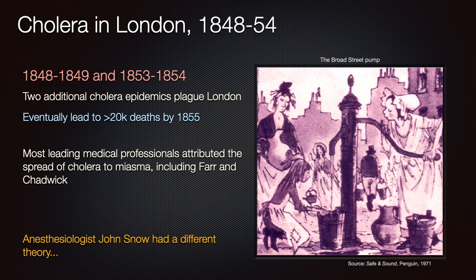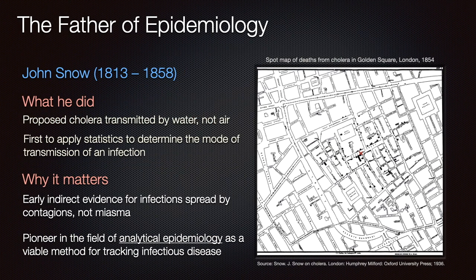A little-known anesthesiologist named John Snow had a different theory. At the end of the first cholera outbreak in 1849, London-based physician John Snow asserted that cholera was spread not by bad air, but by a waterborne contagion, and published a paper to this effect called On the Mode of Communication of Cholera. Now, Snow was not a member of the mainstream medical community.